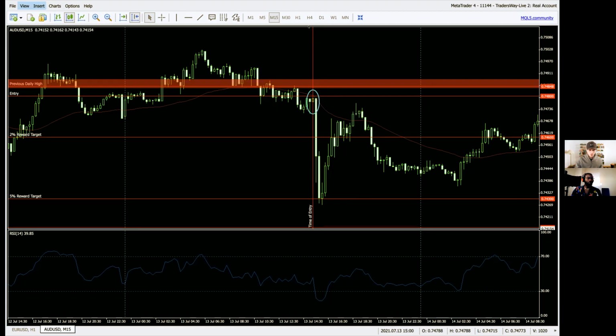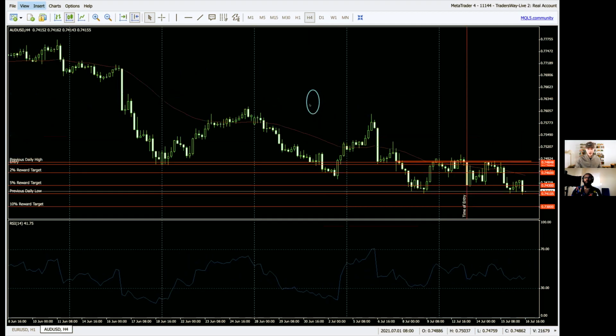And if you go over here a little bit further, we're going to switch over to that 4-hour chart, clear off this little circle here. All right, so switching over to the 4-hour chart, you can see here previous daily low, our 5% reward target. 5% reward target was at the previous lows right here where we had this double bottom, came down and touched it very nicely.